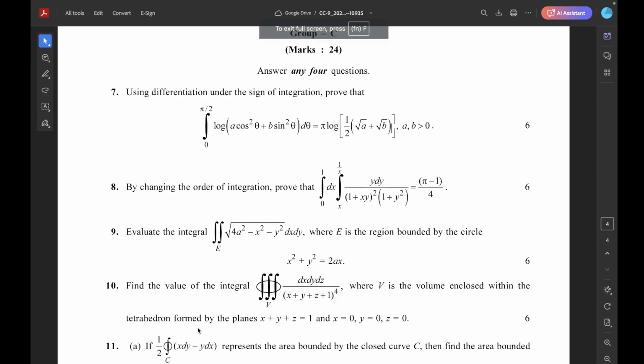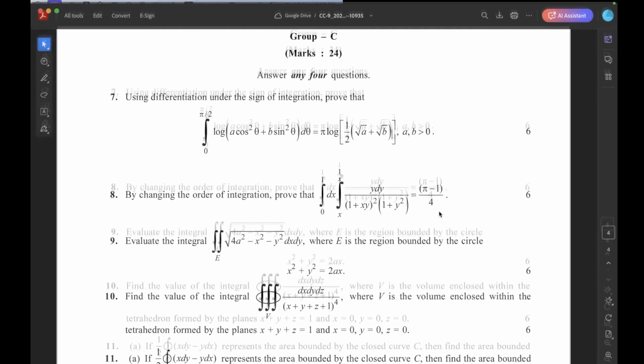Next question, question 8. By changing the order of integration, prove that integration 0 to 1 dx, integration x to 1 by x, y dy, whole divided by bracket 1 plus xy whole square into bracket 1 minus y square, is equal to pi minus 1 by 4.